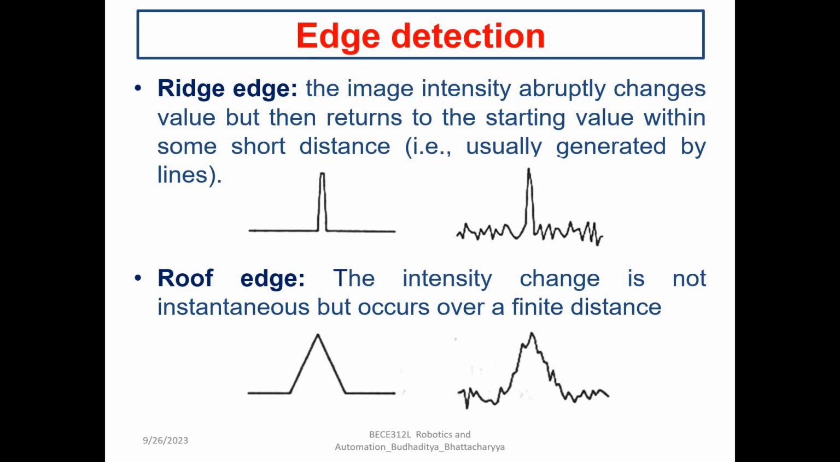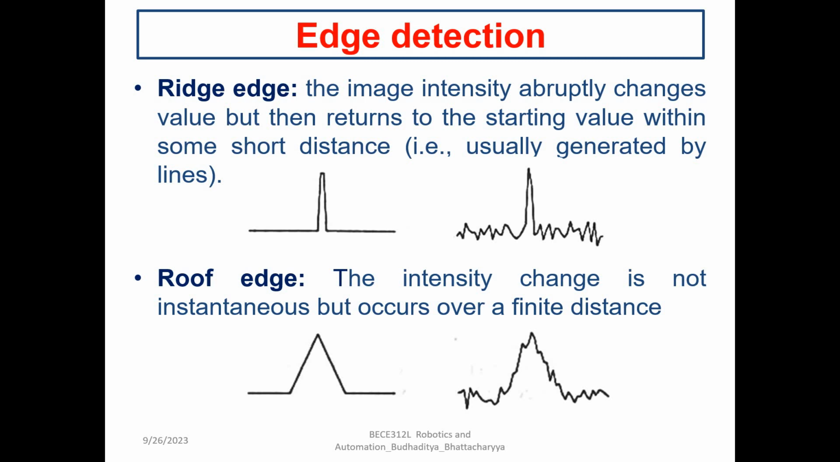The ridge edge and the roof edge are mostly available over here. As you can see in this particular example, when we have only a white spot, there is a huge spike suddenly out of nowhere. That comes under the ridge and the roof edge. If the intensity change is not instantaneous but occurs over a finite distance, it is a roof edge. But the ridge edge is basically what we have observed.